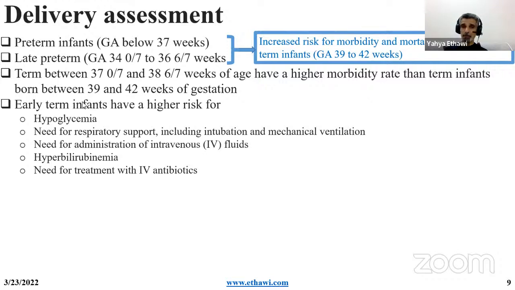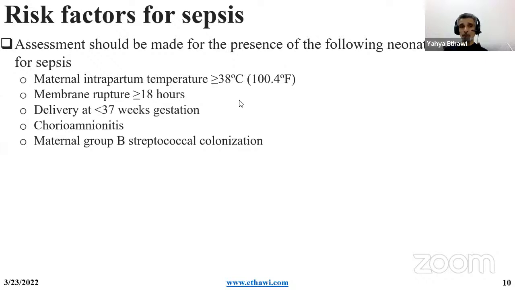Now remember that late preterm and early term are prone to hypoglycemia, need for support, intubation, need for IV fluid, hyperbilirubinemia, and may need antibiotics if there is a risk factor. Now, risk factors of sepsis are very important to assess. Maternal intrapartum temperature: for me, any temperature more than 38, if recorded twice, 2 hours apart, is a temperature. If it's one reading more than 38.5, then it's a temperature. Leaking 18 hours and more for bacteria and more than 4 hours for herpes.